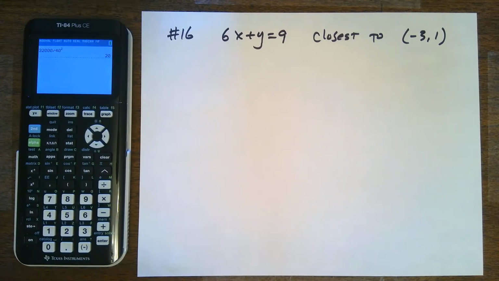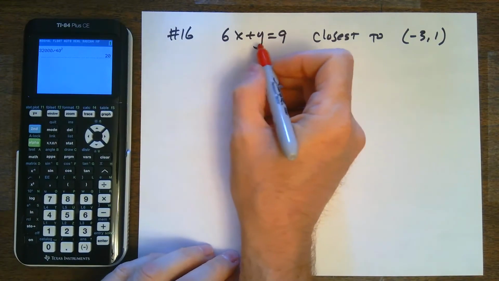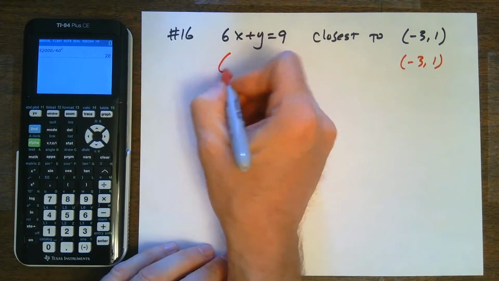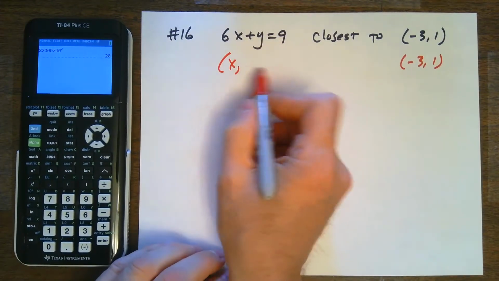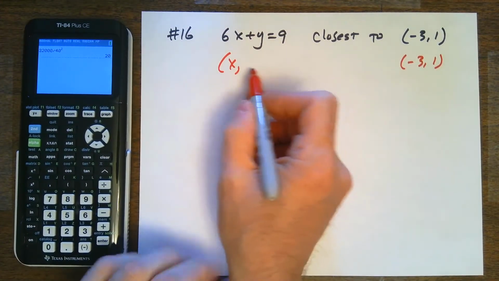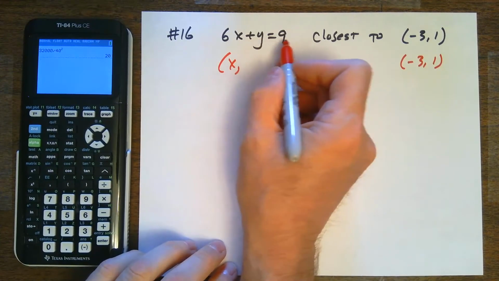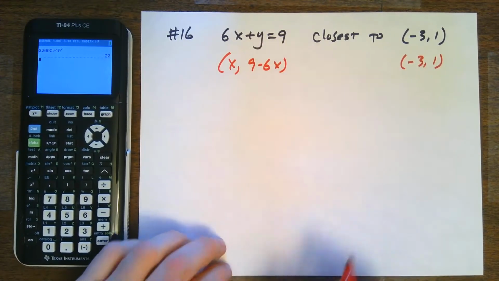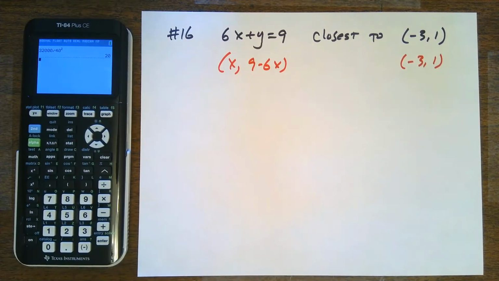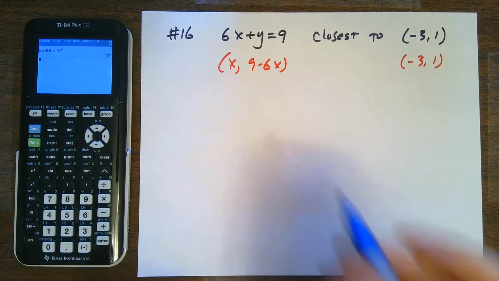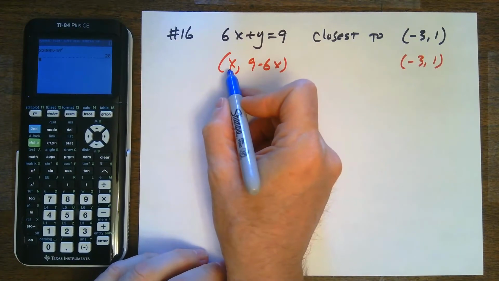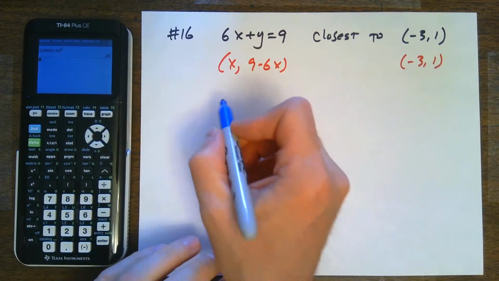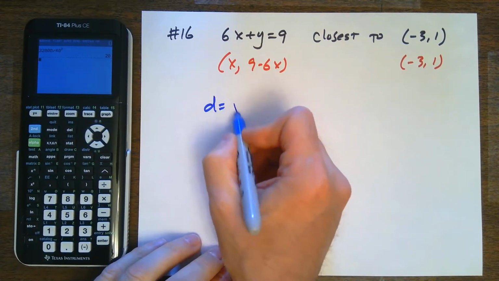Before I do that, though, if I think about this, here I've got the point (-3, 1). Here I've got the point x, comma, and what's the y value here? Well, if I solve this for y, the y is going to be 9 minus 6x. All right, now you know why this is important, because a little bit later, this is going to be my x1 and my y1, my x2 and my y2 that we're going to substitute into the distance formula.